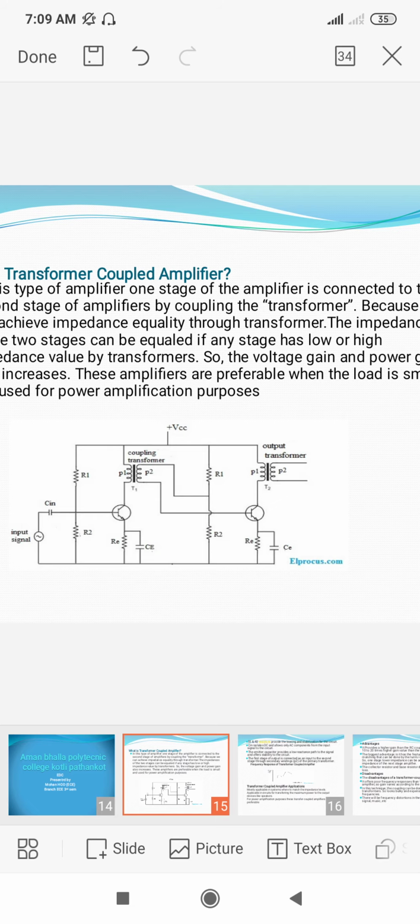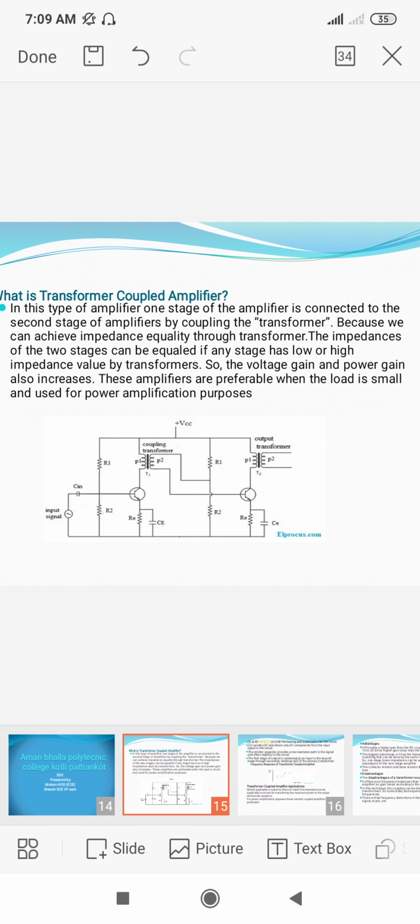In these types of amplifiers, one stage of the amplifier is connected to the second stage by coupling of the transformer, because we can achieve impedance equality through the transformer. The impedance of the two stages can be made equal if either stage has a low or high impedance value, so the voltage gain and power gain also increase.